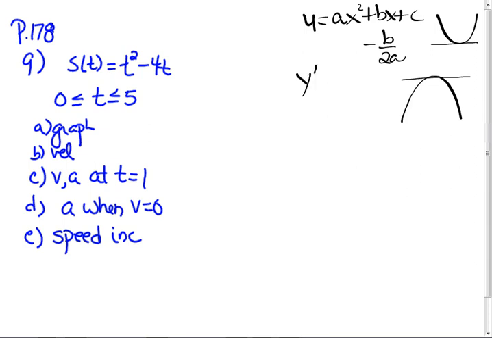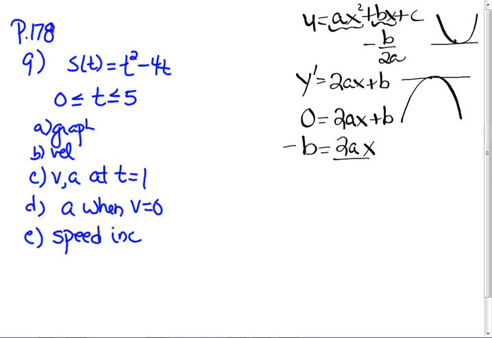So what's y prime? What's the derivative of ax squared? 2ax. What's the derivative of this? B. And because we're at the max or min, which is chapter 4, the derivative has to be 0 there, and we're going to solve for x. So minus b equals 2ax, and I'll divide by 2a, and there it is. Now you know why it's minus b over 2a, where nobody else does. Only people who know calculus know why it's that. That's the x-coordinate for the vertex.